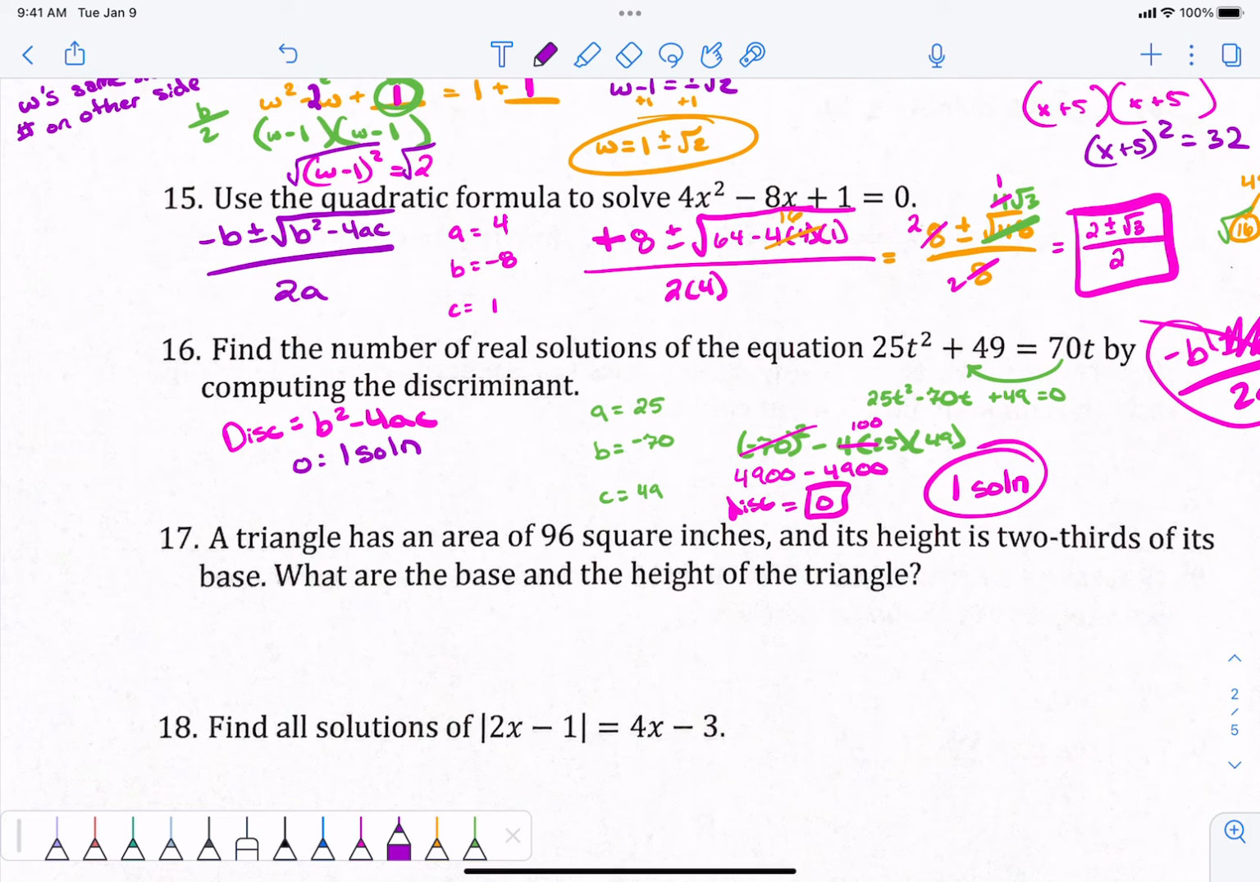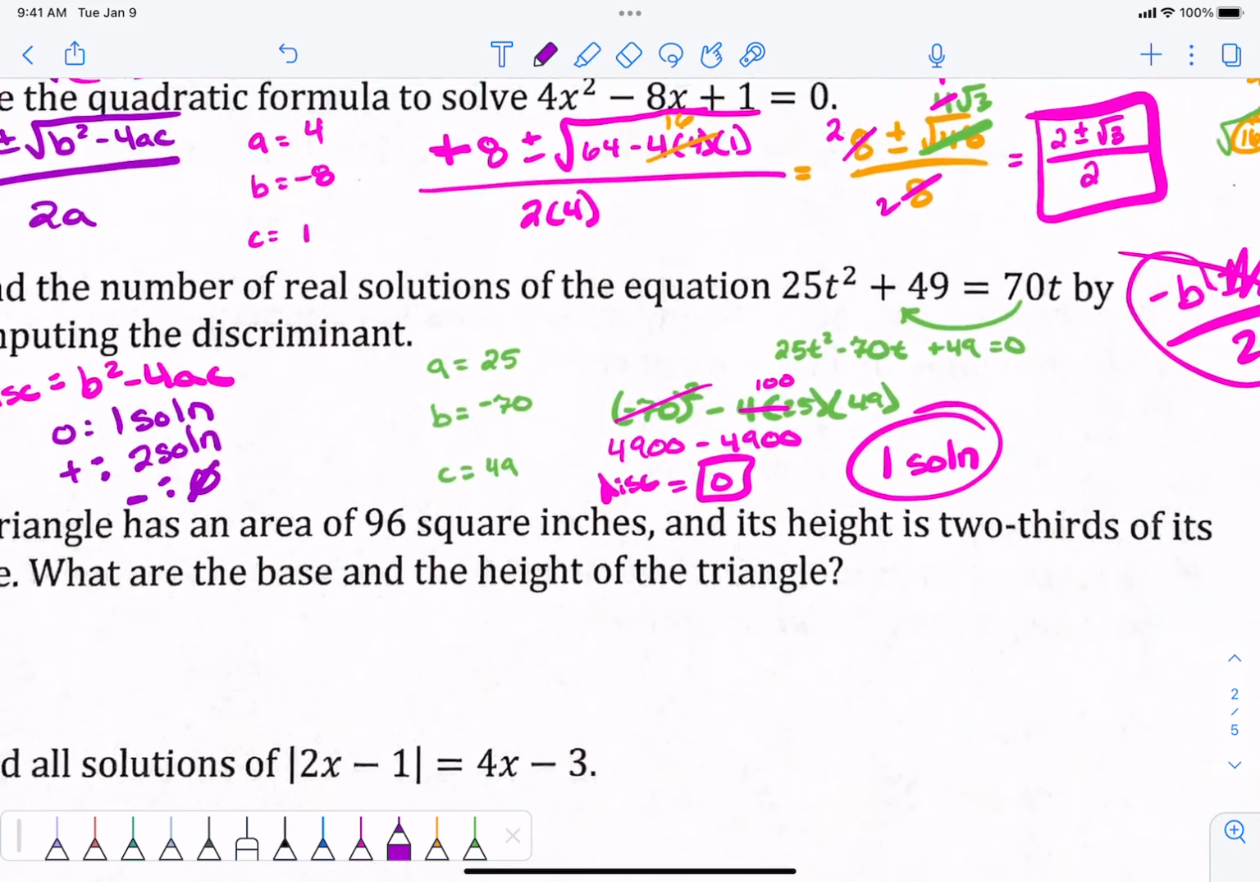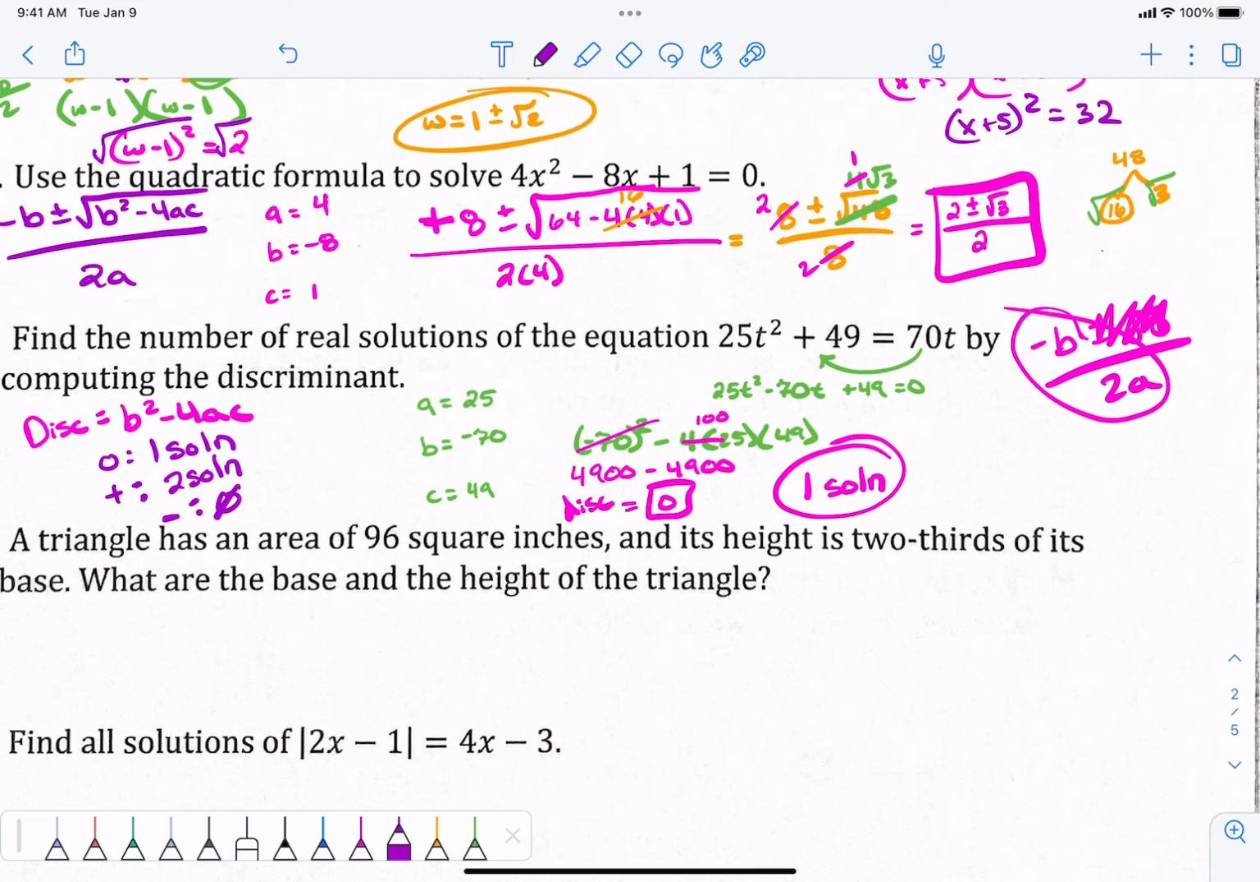If your discriminant is a positive number, you have 2 solutions. If your discriminant is a negative number, you have no solutions. Why do you have no solutions when you have a negative number? Because you can't have a negative inside of a square root.